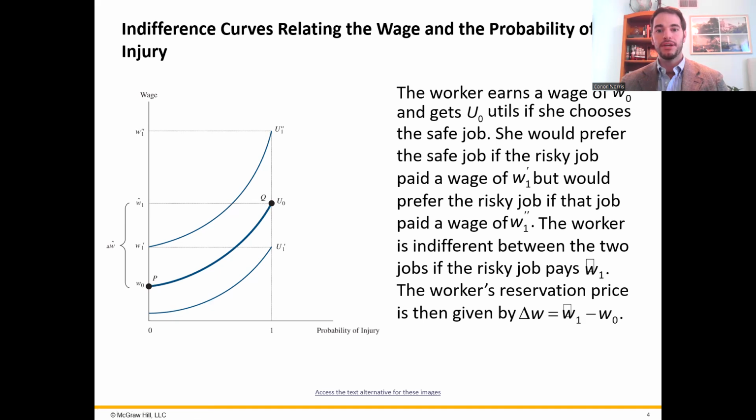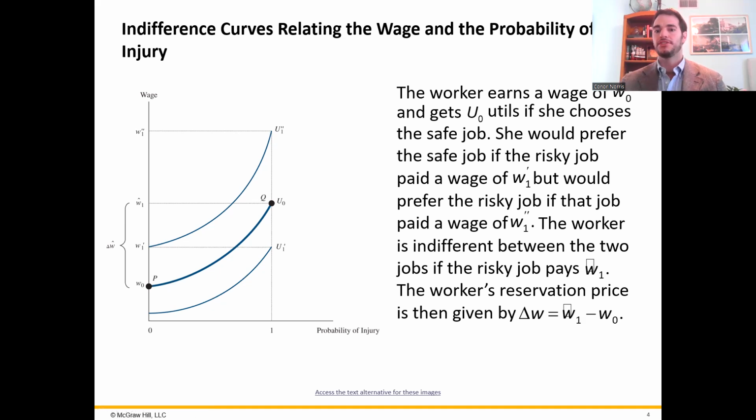Now, we have 3 different indifference curves on this graph. So this gives us a good chance to show that it's possible for the worker to increase their utility. So if they move from this indifference curve here to this indifference curve up here, to the U prime 1, they would prefer either the safe job at this higher wage than before, or the riskier job at this much higher wage than either before.